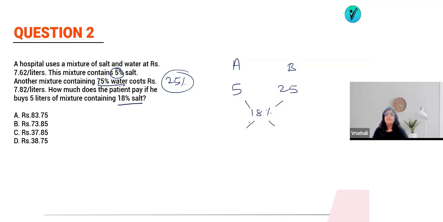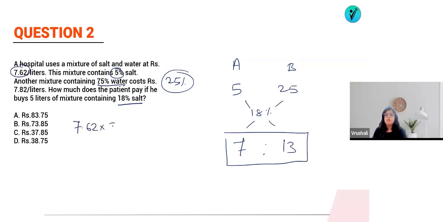We can see here 25 minus 18 will be 7. 18 minus 5 will be 13. That means the ratio is 7 is to 13. So if A is 7 liters, B should be 13 liters. So what will be the quantity now? See, first A's price is 7.62. So 7.62 into 7 plus, this is the first mixture's value. Similarly, the second mixture is what? 13 into what is this? 7.82. So 7.82 into 13. Whole divided by the total quantity, which is 7 plus 13, right?